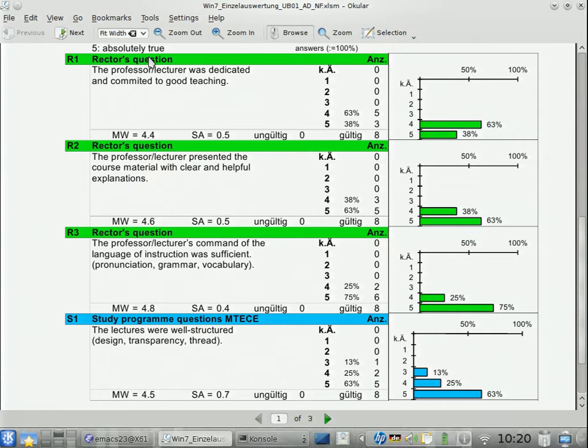You see, the first 3 questions, the answers are returned to the rector. And if there are problems with the course, then of course this will be discussed with the study delegate and the professor, and in urgent cases also with the rector and the professor. So this was all very positive. This is about the language, this is about the course material, and this is about commitment to good teaching. If you have comments or questions, then we can discuss this.